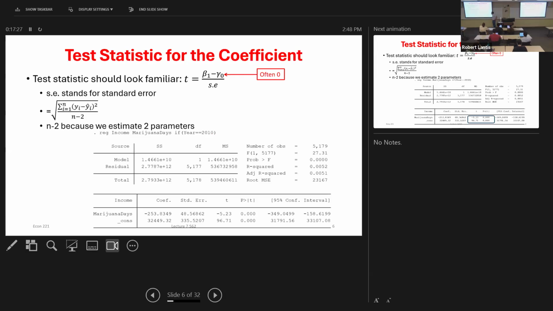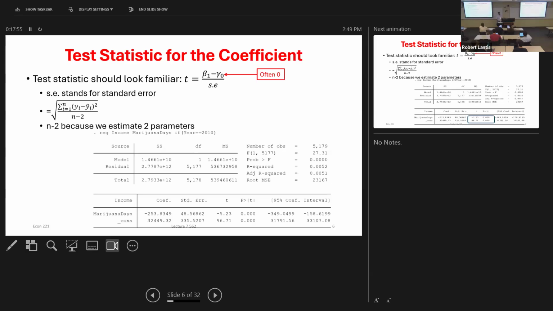So maybe I want to know the relationship between number of days using marijuana and income. I think we used this example last class. So just to get some practice, how would I interpret this slope coefficient? For every one additional day of marijuana use, the expected income, I think this was monthly wages, would go down by $253.